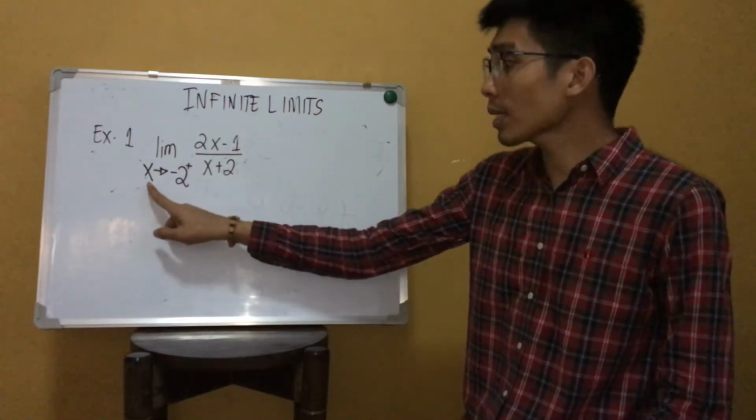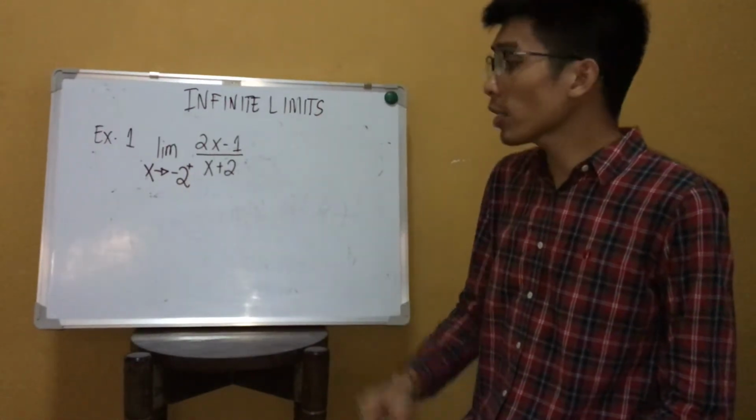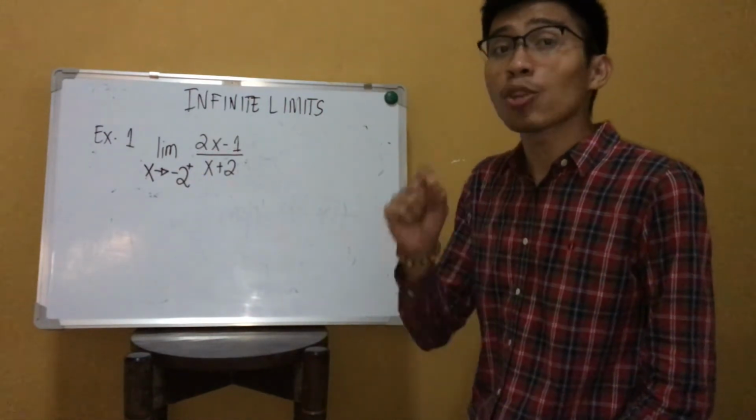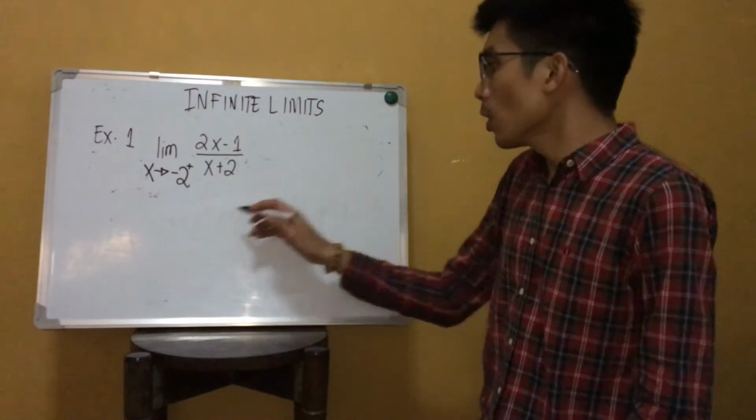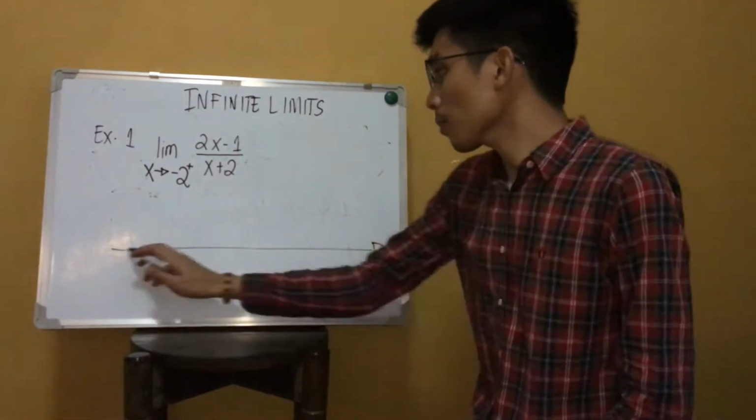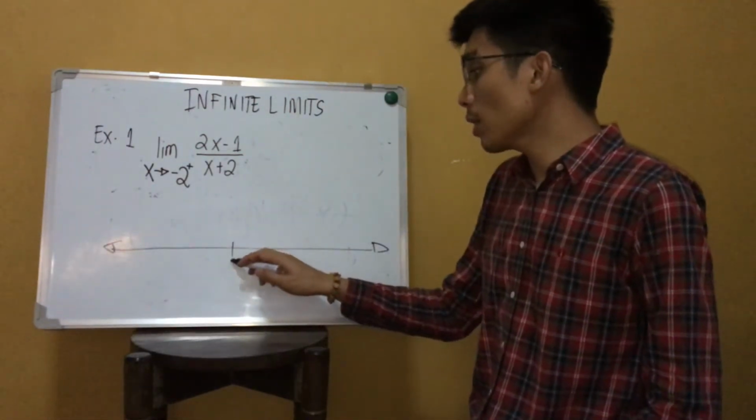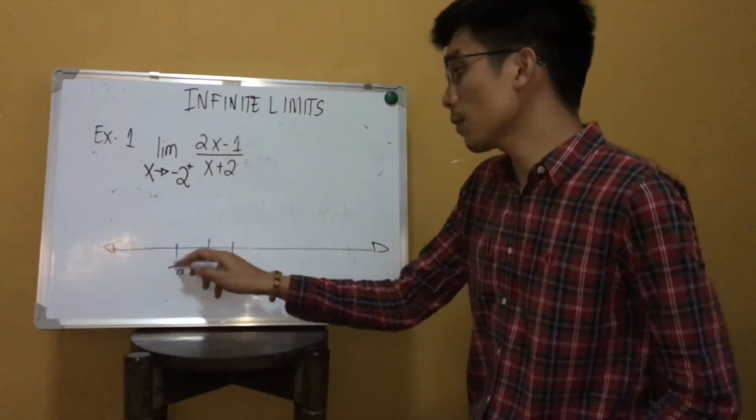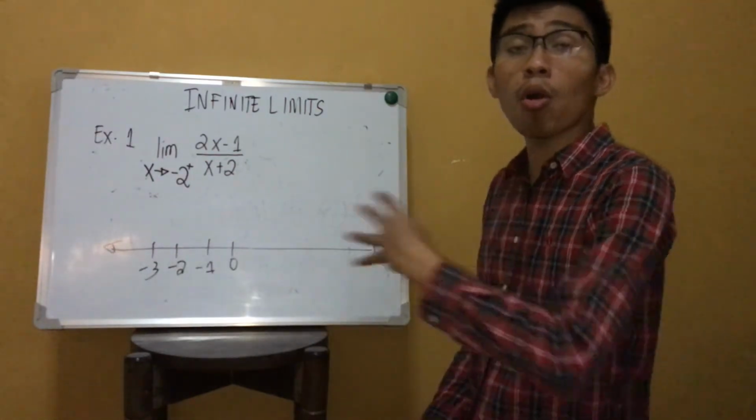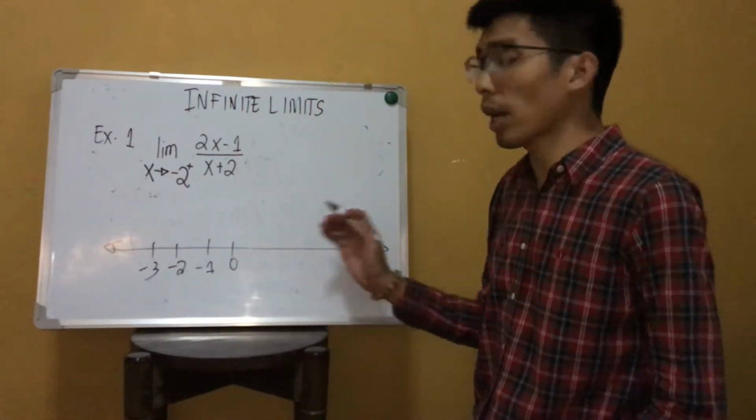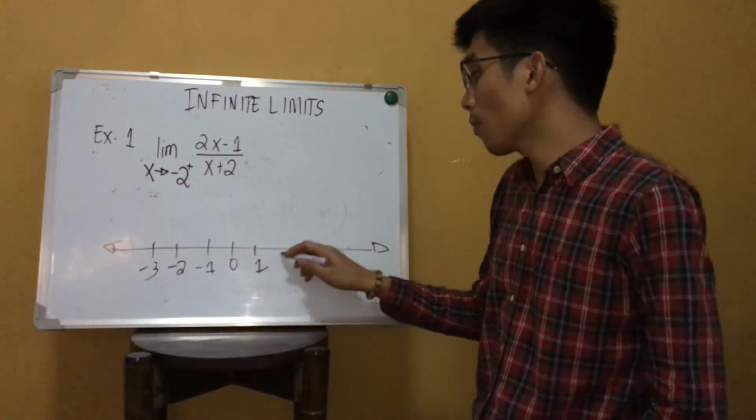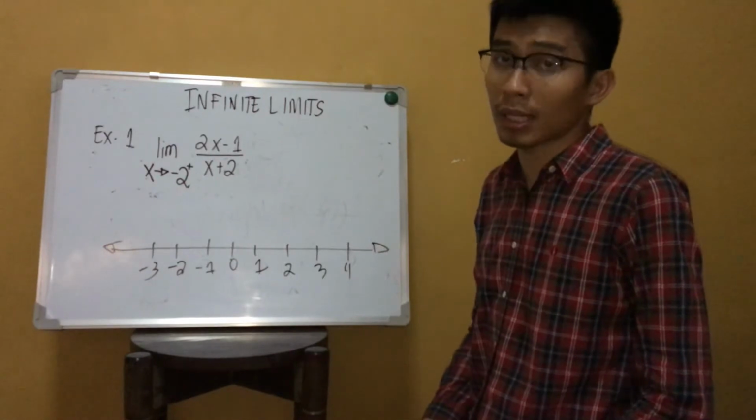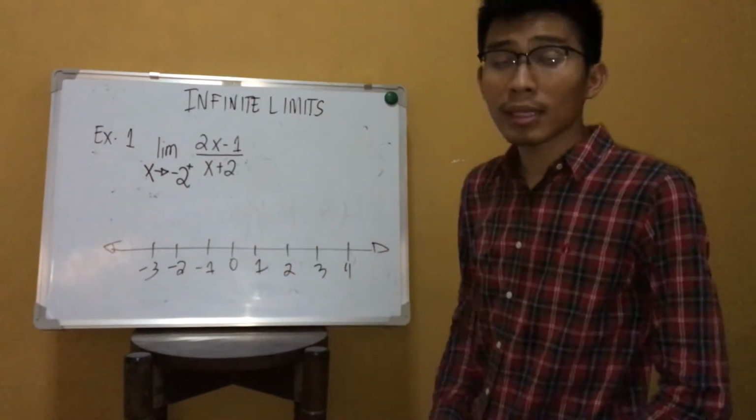Example, this one: x approaches negative 2 positive. As you can observe, you have a positive sign at the top of that number. It means that it is to the right of negative 2. We all know that in a number line, at the middle we have 0. To the left of 0, we have negative 1, negative 2, negative 3, or in short, all the negative numbers. And to the right of 0, we have positive 1, 2, 3, 4, or all the positive numbers. Let's take a look at this number line.